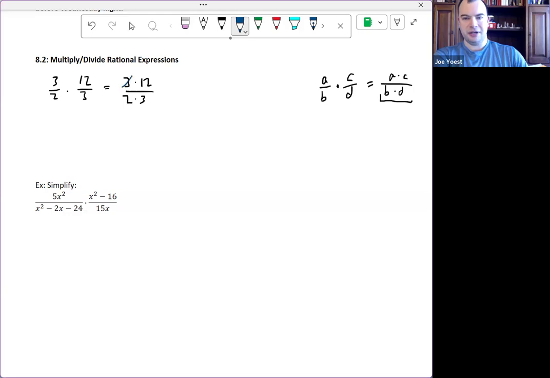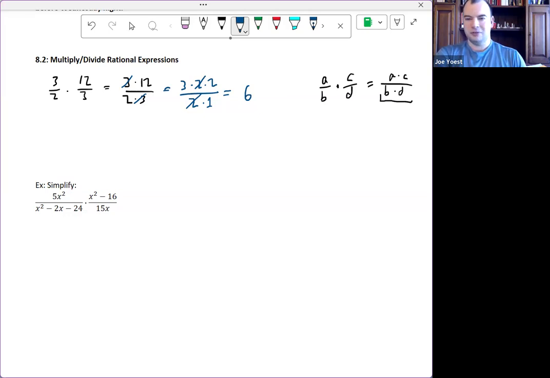And I might even notice that I have a common factor already. The 3's can divide out. And I might also notice I can write 12 as, say, 3 times 4 or 3 times 2 times 2, over the 2 that remains in the denominator. And I have another common factor that I can divide out. We could either think of this as 2 times 1 in the denominator, or 3 times 2 is just 6. 6 over 1 is just 6.